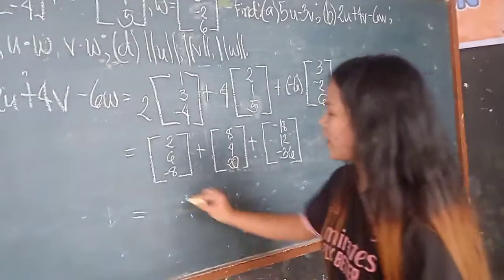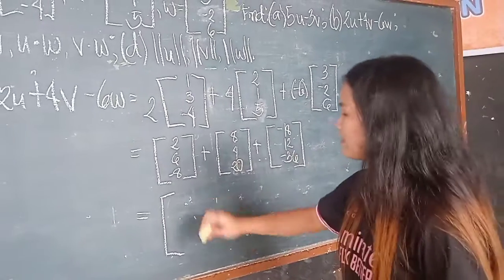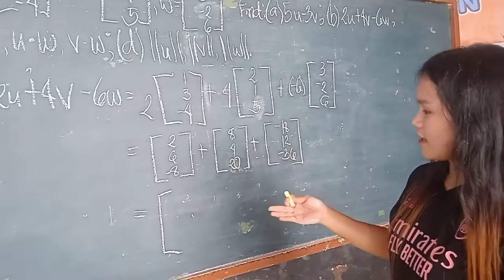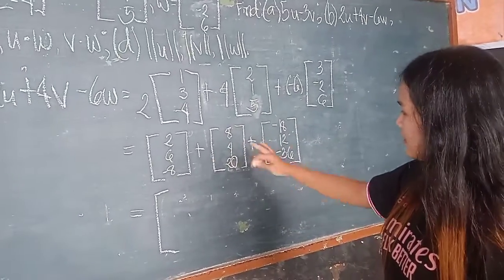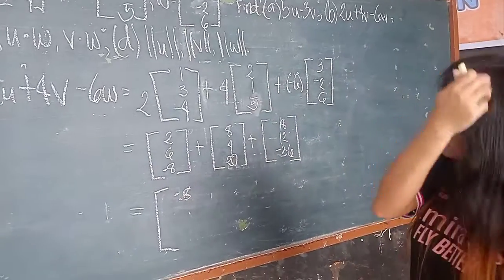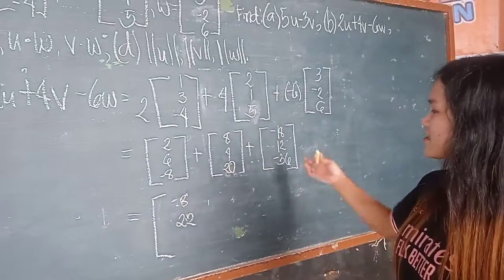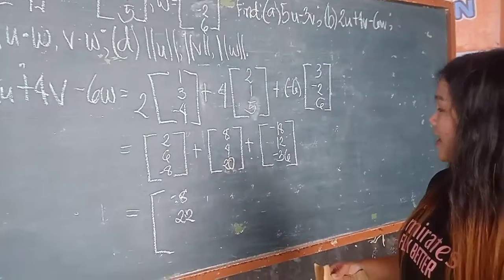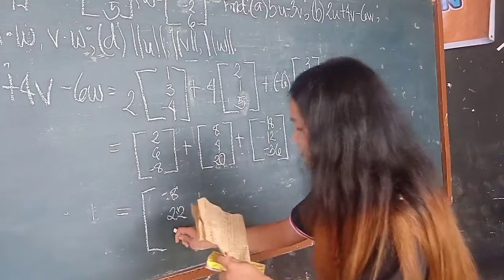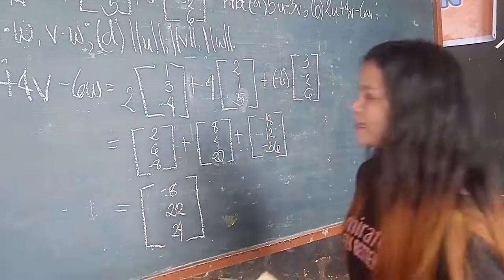Now we add them to get the answer. 2 plus 8 is 10, minus 18. Even though it is addition, the signs are different, so 10 and negative 18 gives negative 8. Then 6 plus 4 is 10, plus 12 is 22. And negative 8 plus 36 gives 28. And that's it for letter B.